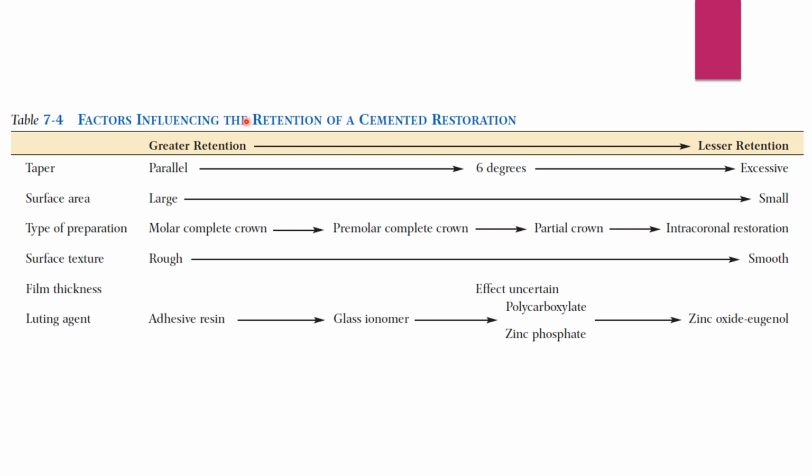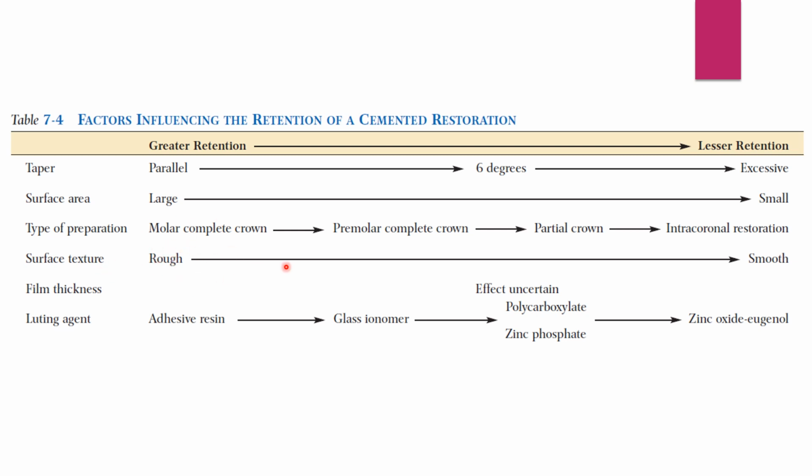Okay, so now these are some factors for cemented restoration summarized in a table. Taper, surface area, type of restoration, type of preparation. So you just see that the greater retention is parallel, lesser retention is excessive, in the middle is 6 degrees that we are doing. Surface area large will give you more retention, small will give you no retention. We are somewhere in the middle, we are doing adequate preparation. Type of preparation, molar complete crown. Intracoronal will have the least, molar will have the most because of the surface of the preparation.